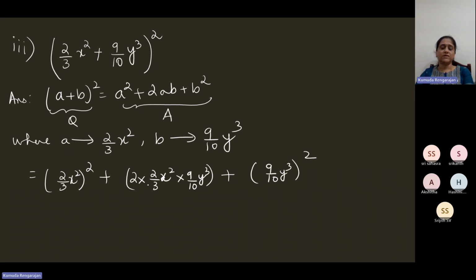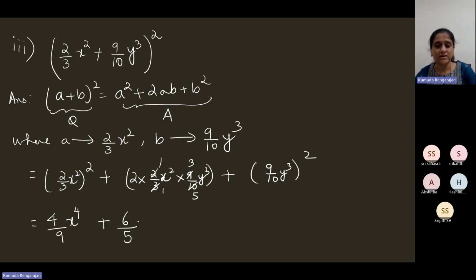You can simplify within the bracket. 2 fives are, 3 threes are. Somebody's mic is enabled. Please disable your mic. Within the 2ab term, you can simplify. So now this will be 4 by 9 x to the power 4 plus 6 by 5. 2 twos are 4, 4 threes are here. 2's cancel. Oh, so sorry. So 2 into 3, 6. Yeah, sorry. 6 by 5.